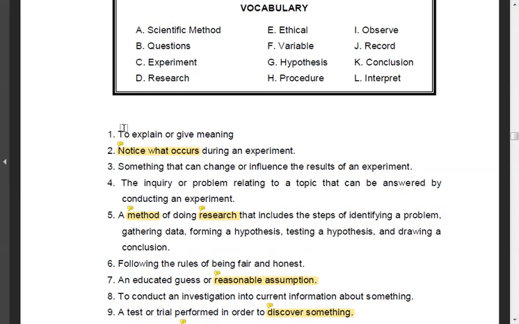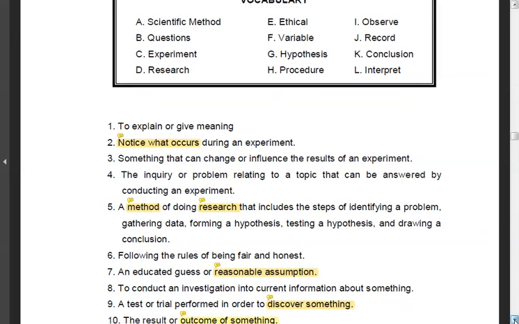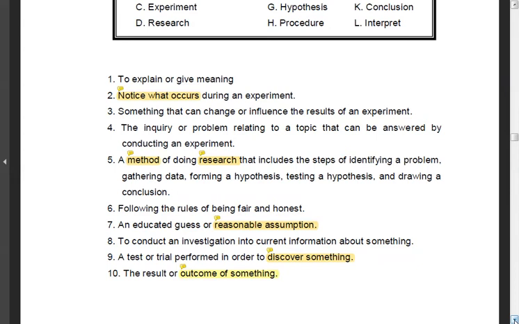For example, number 1, to explain or give meaning. What is the best word that defines to explain or give meaning? For example, your answer is letter L. Then you write down in your answer sheets the capital letter L for number 1. Okay, so you have to do this. You can pause the video, then answer it.